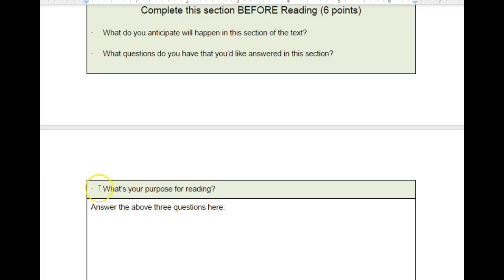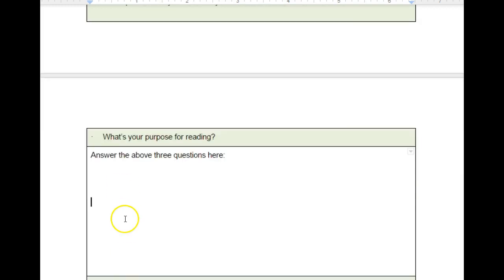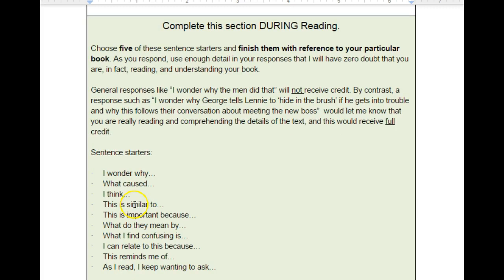And then the third question is, what's your purpose? Why are you reading this? So you're going to write your answers to those 3 questions here before you read your book. Down here during the during section, this is your thinking as you're reading. And I've given you some sentence starters, and you're going to finish these sentences. You're going to choose 5 of them. Finish those sentences with information from your book.